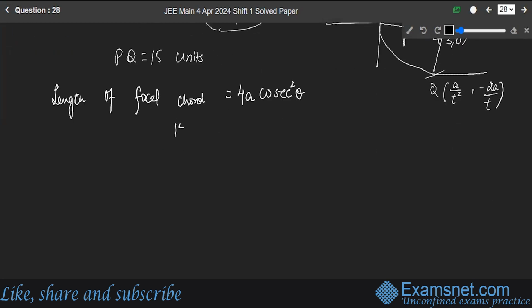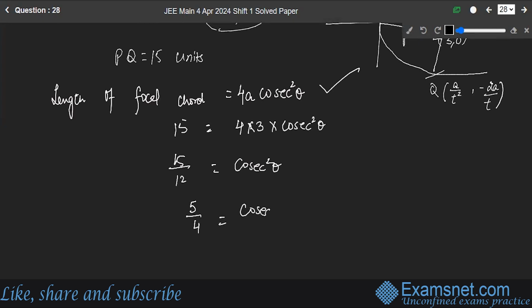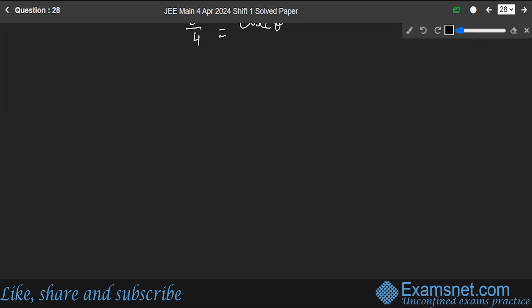Now this length is given to you as 15. So 15 is equal to 4 into 3 into cosecant square theta. Do you remember this formula? This can be a super time saver for you. 15 upon 12 is equal to cosecant square theta, or this will be 5 upon 4, right? This is equal to cosecant square theta, or 4 upon 5 will be your sine square theta.